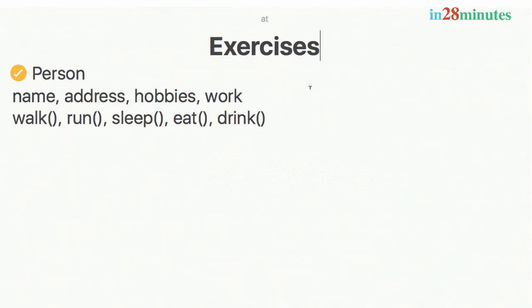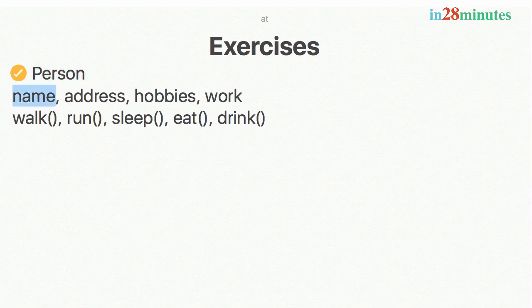Now, let's get to the other exercise. The other exercise was to identify things related to a person. So there's a class called person. What is the data that you would want to have there? And what are the actions, the methods, that you would want to have there? These are a few examples.